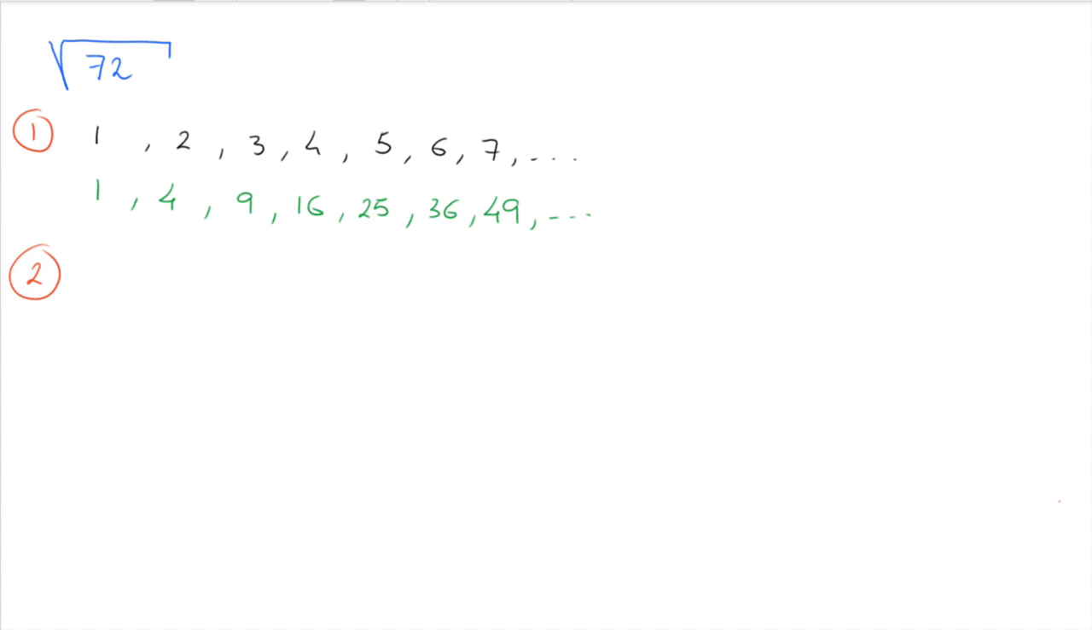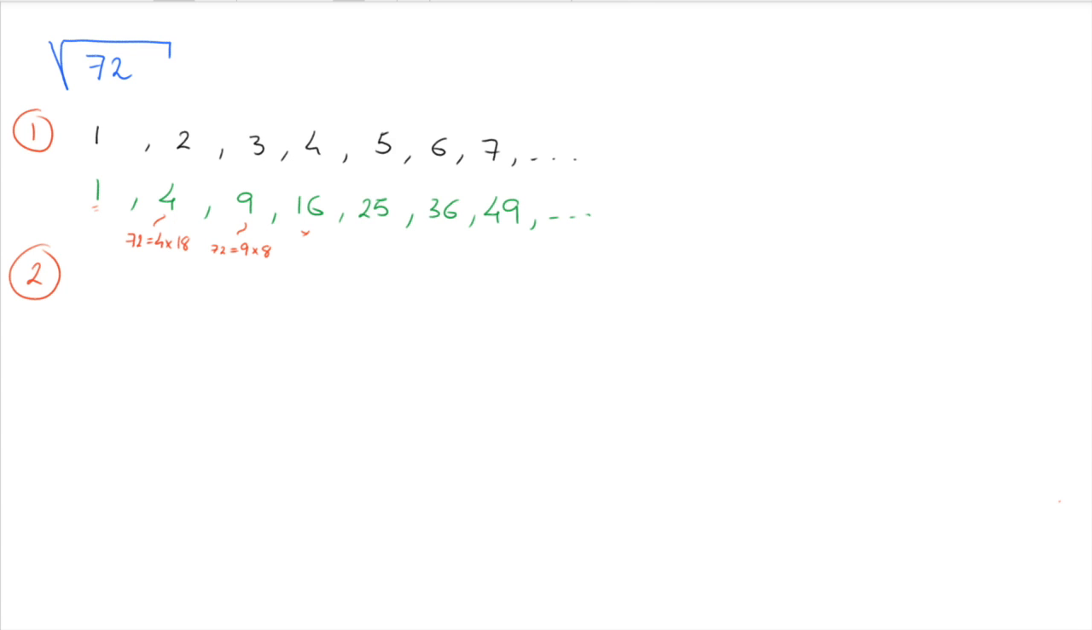Now, again, 1 is a factor, but we're just going to ignore that 1 completely. And in fact, there are several factors in this list. 4 is also a factor. Indeed, we can write 72 equals 4 times 18. 9 is also a factor. Indeed, we can write 72 equals 9 times 8. But there's a bigger factor.